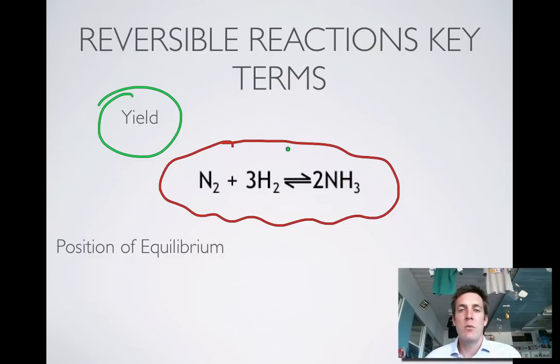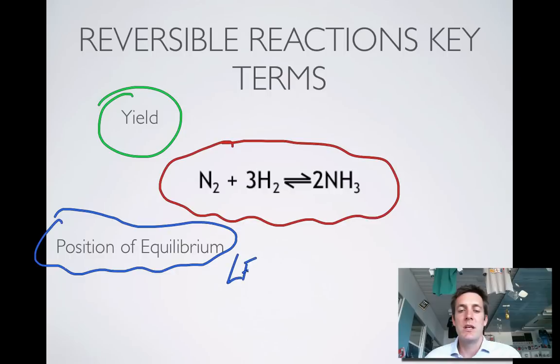Another way of describing how much of reactants and products there is in an equilibrium system is to talk about the position of equilibrium. The position of equilibrium can be left or right. We often refer to the position of equilibrium shifting according to Le Chatelier's principle.